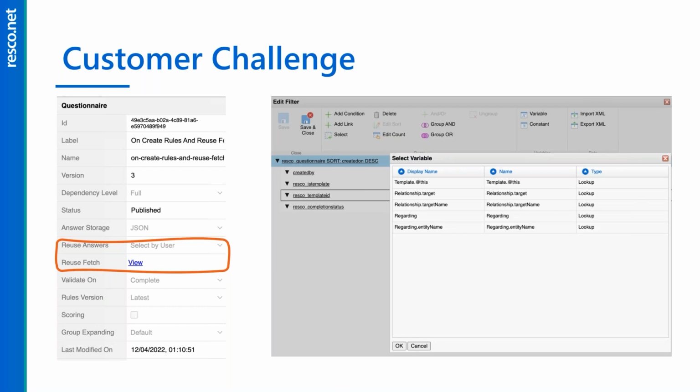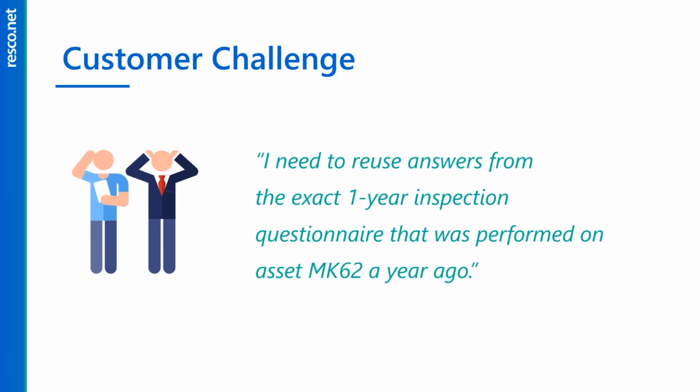On the screenshot, we can only see the limited number of variables that can be used for the reuse fetch. And there's no way to add more. But why is this a problem? Why is it not enough? Our customers need to write more precise fetches. For example, when you need to be more specific about what questionnaire record should be reused. So let's say I'm doing a 1-year regular inspection and I need to reuse answers from the exact 1-year inspection questionnaire that was performed on asset MK62 a year ago.